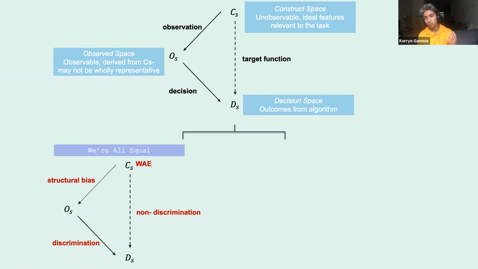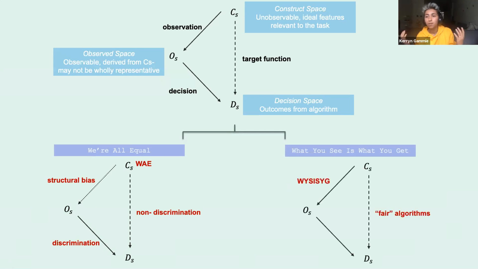That structural bias from the observation to the decision space is discrimination, and then maybe between the unobservable and the decision, there's non-discrimination, but who knows, right? Then in the "what you see is what you get" view, just believe whatever your data tells you. And here, when they're talking about fair algorithms, this specifically relates to computational efficiency that may exist within the algorithm. And that's probably where bias could exist.